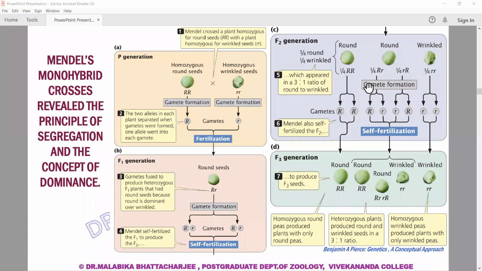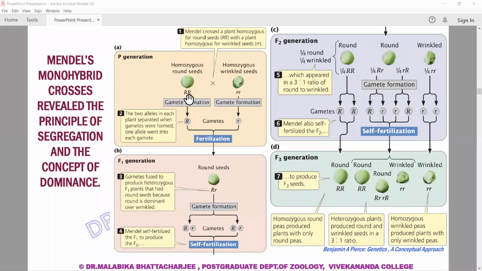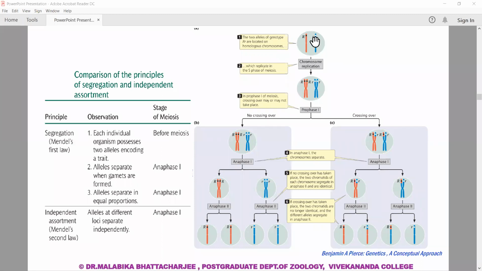So we just now did the concept of the principle of segregation, and once more repeating, the principle of segregation is that each individual organism possesses two alleles encoding a trait. Alleles separate when gametes are formed, and when alleles separate, they separate in equal proportions. So this was basically segregation, Mendel's first law.